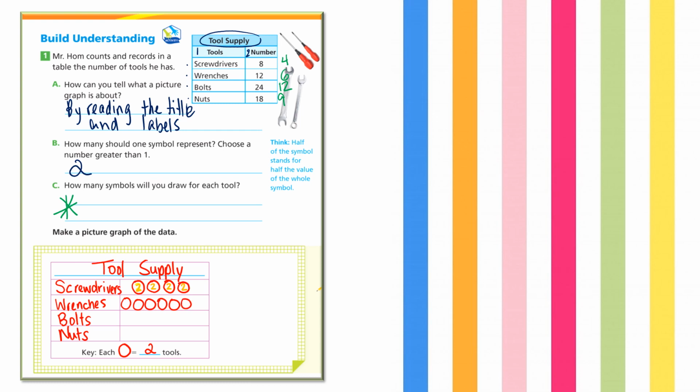1, 2, 3, 4, 5, 6. For bolts, I have 24 bolts, so I want to draw 12 circles. 1, 2, 3, 4, 5, 6, 7, 8, 9, 10, 11, 12. And I'm sorry I couldn't fit it in there, boys and girls. It's hard to do on the computer.